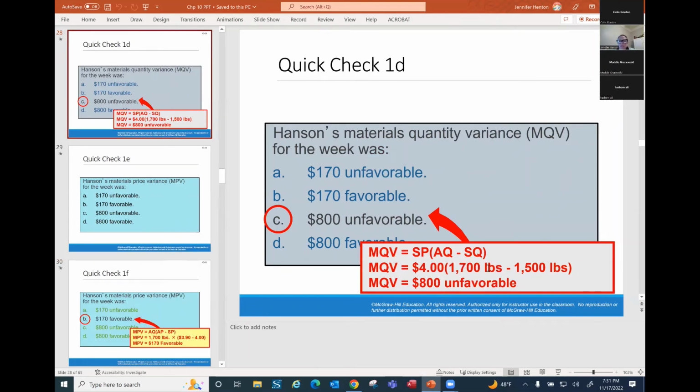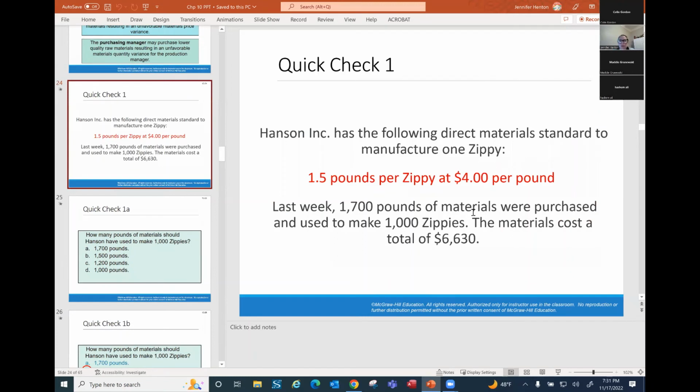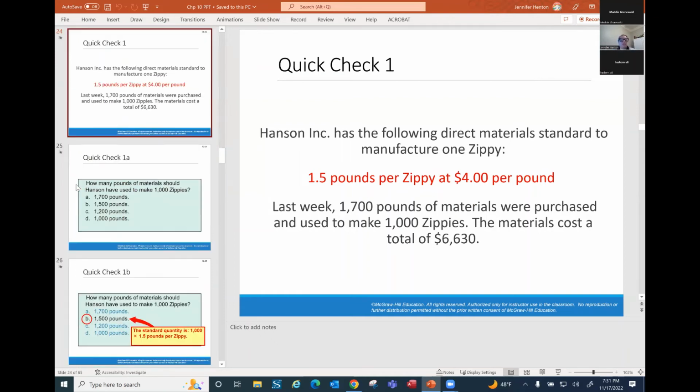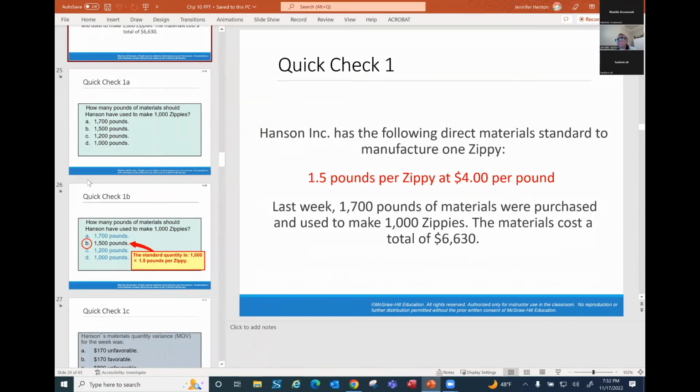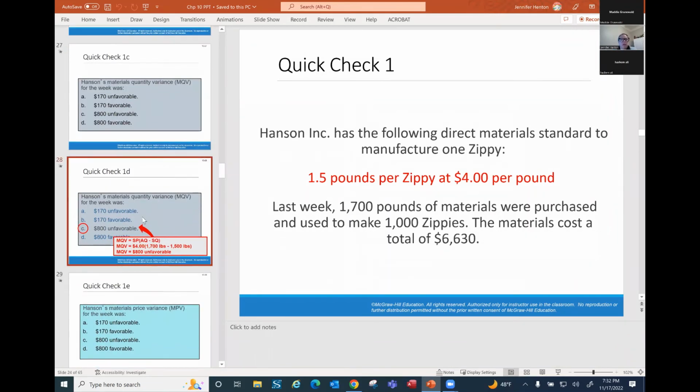So we had the 1,700 pounds less the 1,500, which was given to us as what we were estimating. Right here it's saying the 1,000 times the 1.5, that's where the 1,500 came from, and it's telling us 1,700 pounds of material were purchased. So we have to look at those quantity differences and then multiply it by the standard price. All right, so 800 unfavorable.